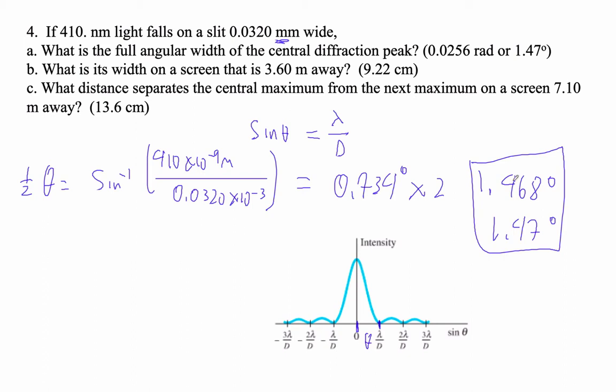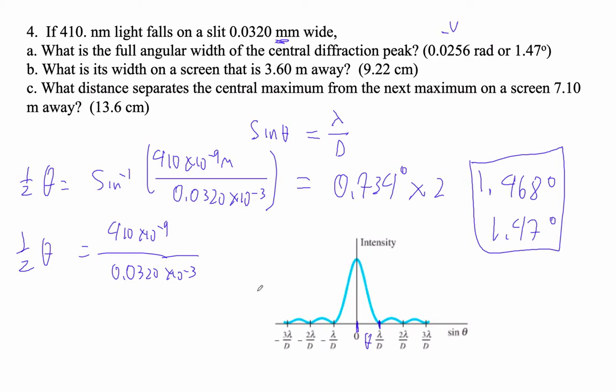Now I'm making it awfully hard for myself. Really, all we have to do to get this in radians is just go lambda over d, right? Half the angle is just 410 times 10 to the minus ninth divided by 0.0320. Evidently I like to make these hard for myself. I don't need the inverse sine, because for small angles, if you're in radians, the sine of the angle is the same as the angle in radians.